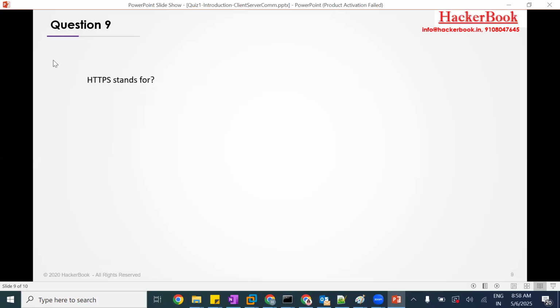HTTPS stands for Hypertext Transfer Protocol Secure.